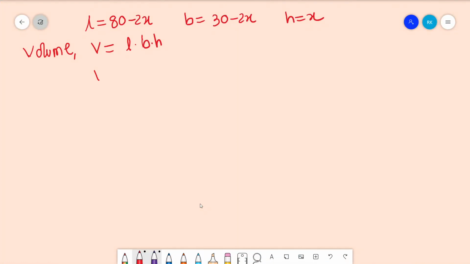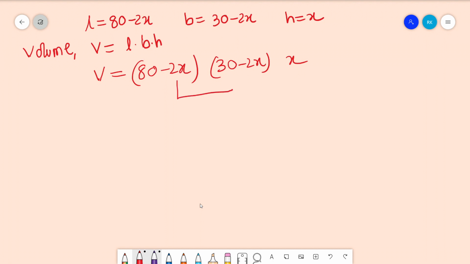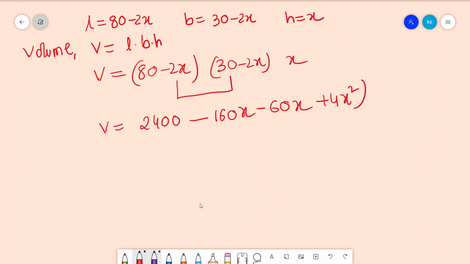Now let's find the volume of the cuboid. Let us substitute the values of L, B, H. On multiplying first two terms, we get 2400 minus 160x minus 60x plus 4x square and into x.